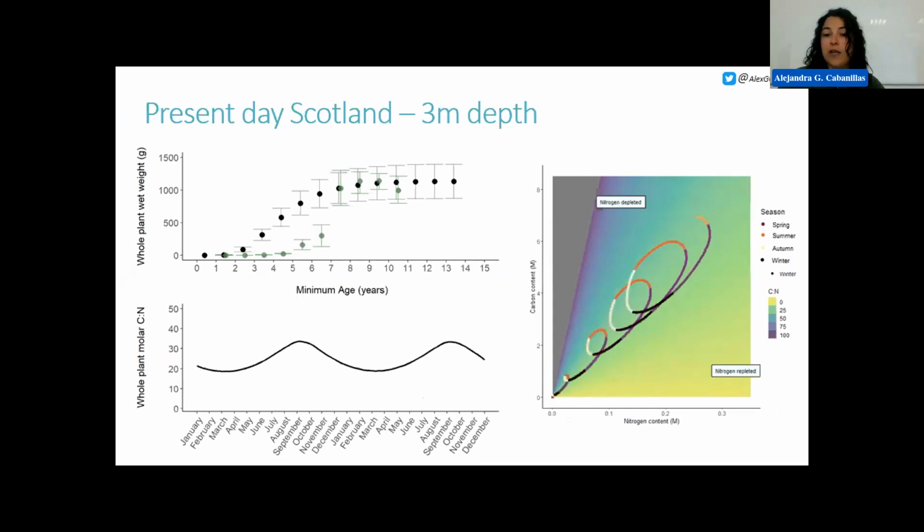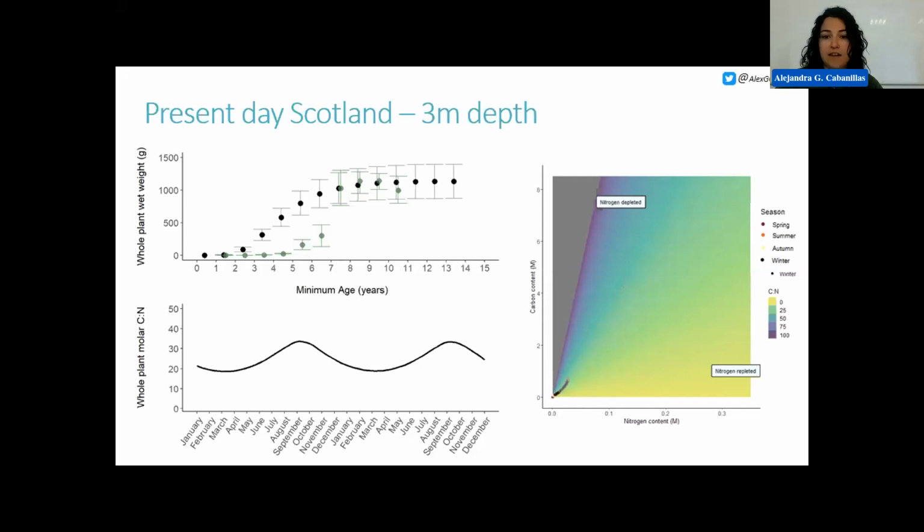The first plot at the top shows the mean weight for each age from the Jupe data that I previously showed you in green and our simulation in black. The bottom plot then shows you the carbon to nitrogen ratio of the plant during 2 years. And it shows you a seasonal cycle that's being repeated on how nitrogen and carbon change. The phase plot to the side shows you the change in carbon to nitrogen content in the plant.